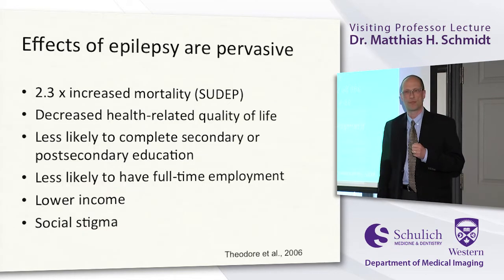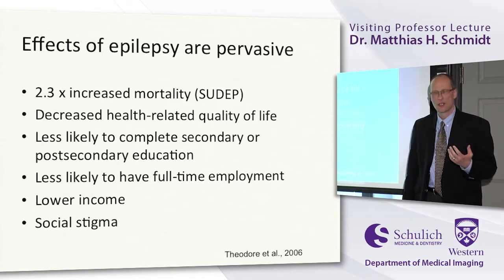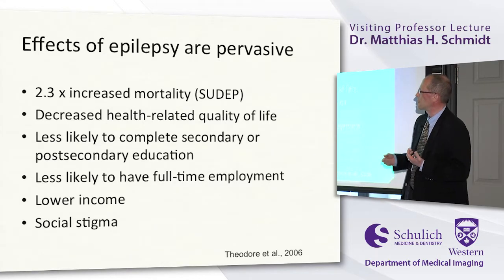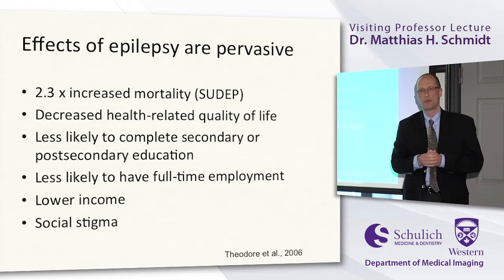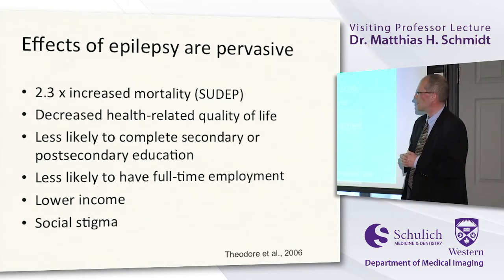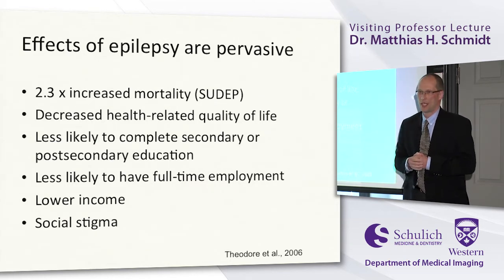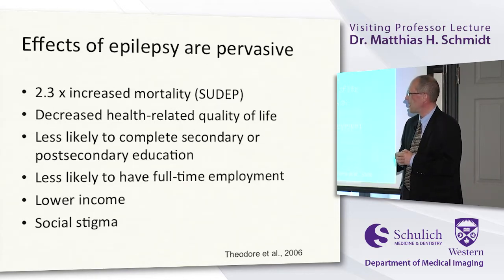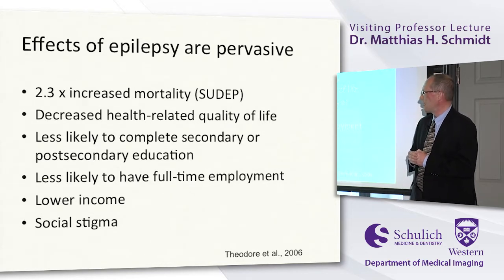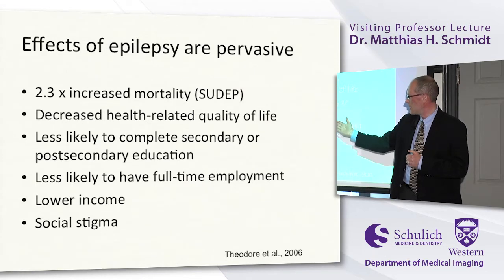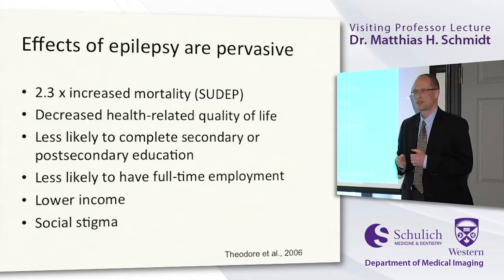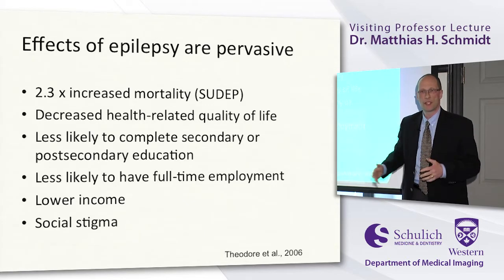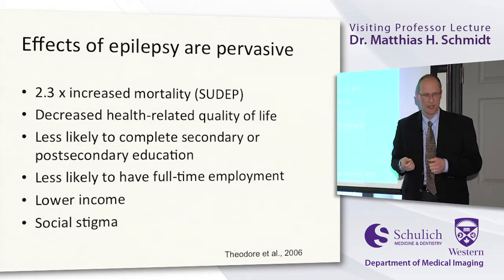The effects of epilepsy are pervasive. They're not just the seizures, which can take on a variety of forms, but the seizures really start to dominate the lives of people suffering from those sometimes. So first of all, there's the fear of increased mortality. People with epilepsy have more than twice the mortality compared to the average population from sudden unexplained death in epilepsy, or SUDEP, and from various traumas that can come about because of seizures. They have decreased health-related quality of life. They are less likely to complete secondary or post-secondary education, less likely to have full-time employment, lower income and social stigma that they have to deal with. With that, I don't want to say that all people with epilepsy have all of these problems. Many people manage very well, but they are a population of people that face challenges.